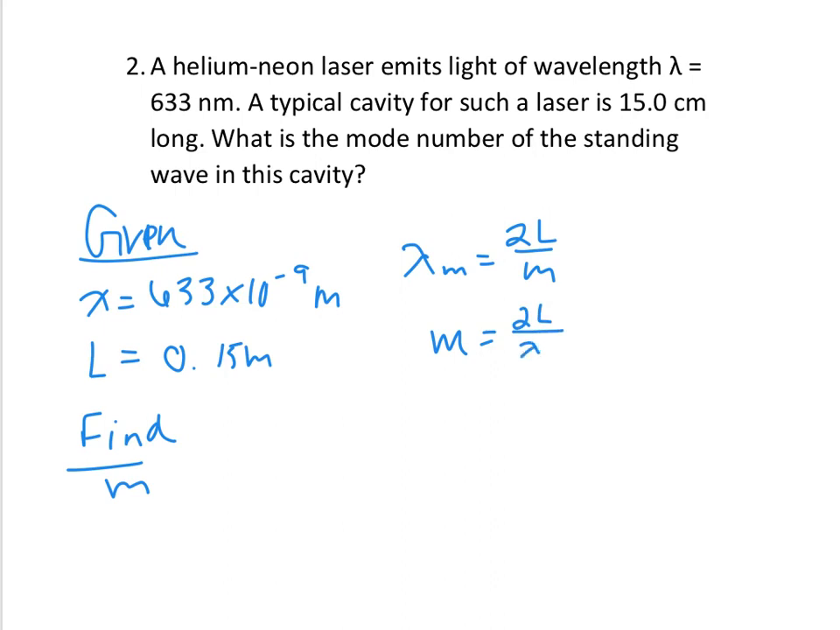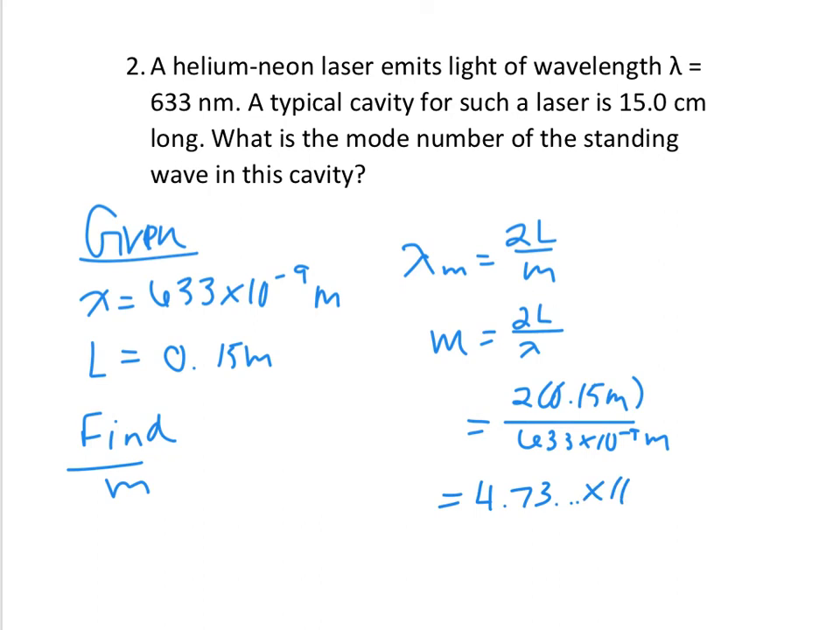We have L, we have lambda. So this equals 2 times 0.15 meters divided by 633 times 10 to the negative 9th meters. And this equals 4.73, keeps on going, times 10 to the fifth. This is unitless because those meters cancel out. So your m is about 4.7 times 10 to the fifth.